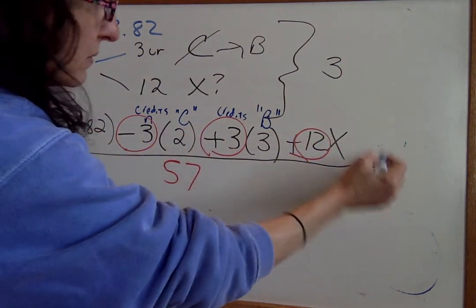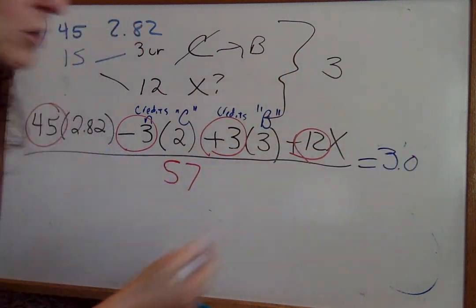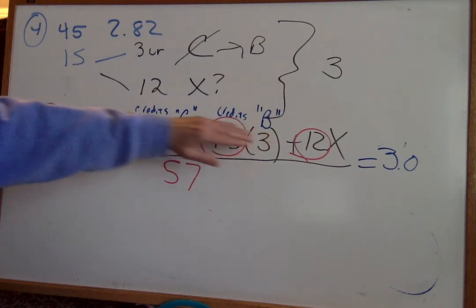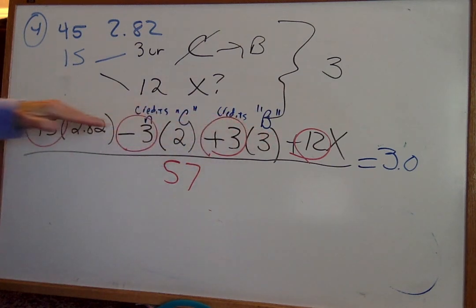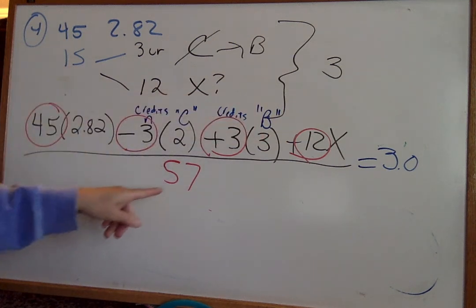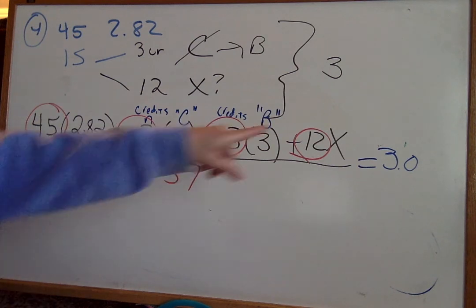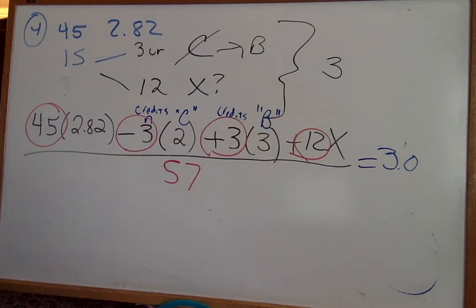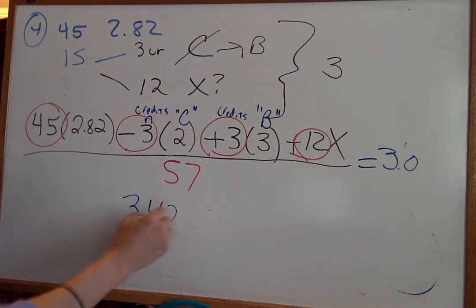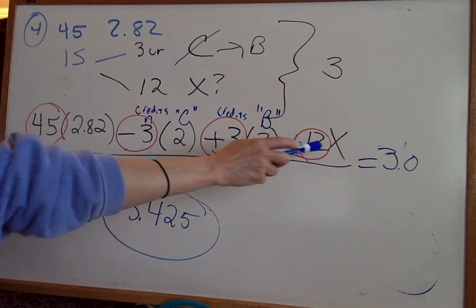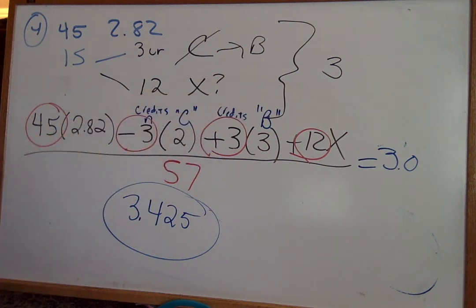Then, it said we had to have a 3.0 GPA. From here, it's also algebra. This is all numbers here, so figure out what that is. At some point, you want to multiply both sides by 57, and eventually you're going to divide by 12. Your final answer should be 3.425. That is the GPA that she needs from her other 12 credits to end up with a 3.0.